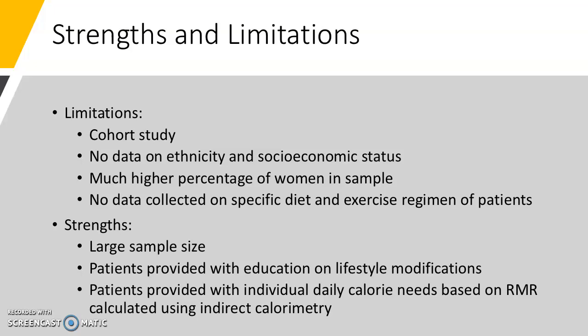The patients were provided with individual daily calorie needs based on RMR calculated using indirect calorimetry. So they were all given individual calorie goals, and they met with an RD in order to create strategies that they could use to meet those calorie goals. But again, we just don't know what they actually ate. We can assume that because they were meeting with an RD, they were likely given strategies on eating more whole grains, more fruits, more vegetables, but we don't actually know what they ate.